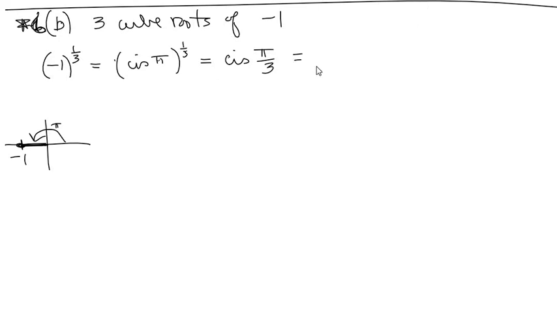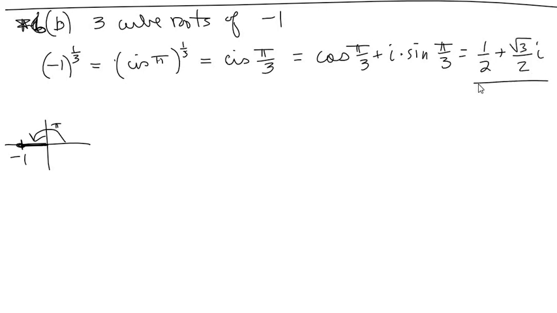Okay, but let's go ahead and put that in Cartesian form. This is the cosine of pi over 3 plus i times the sine of pi over 3. And what's that? The cosine of pi over 3 is 1/2, and the sine of pi over 3 is root 3 over 2. So there's one of the cube roots of -1.